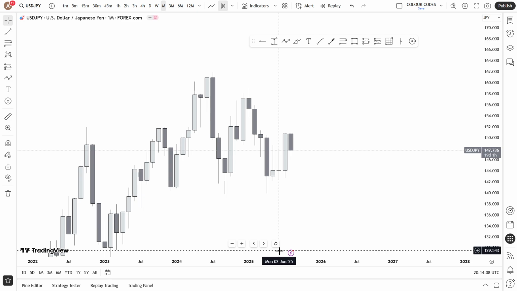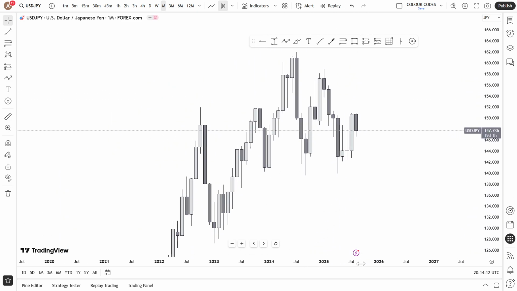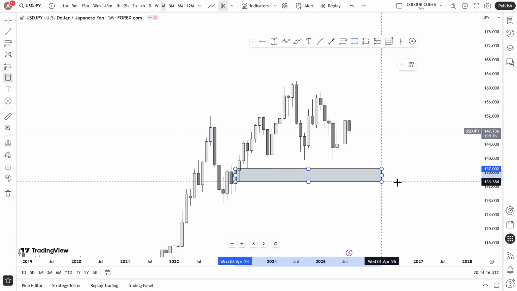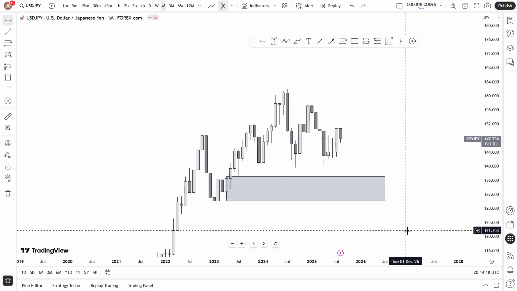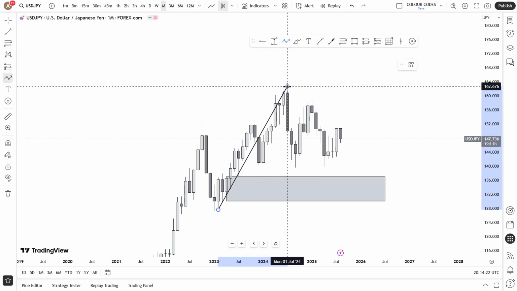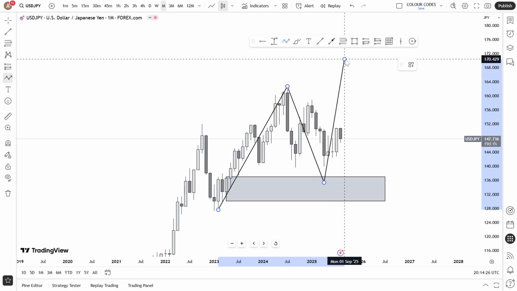USD JPY on a monthly time frame. On a monthly time frame, this was the last order block that gave rise to the whole buys we are seeing at the top. So this is it. Higher high, we're looking for a higher low, then we can go up again.